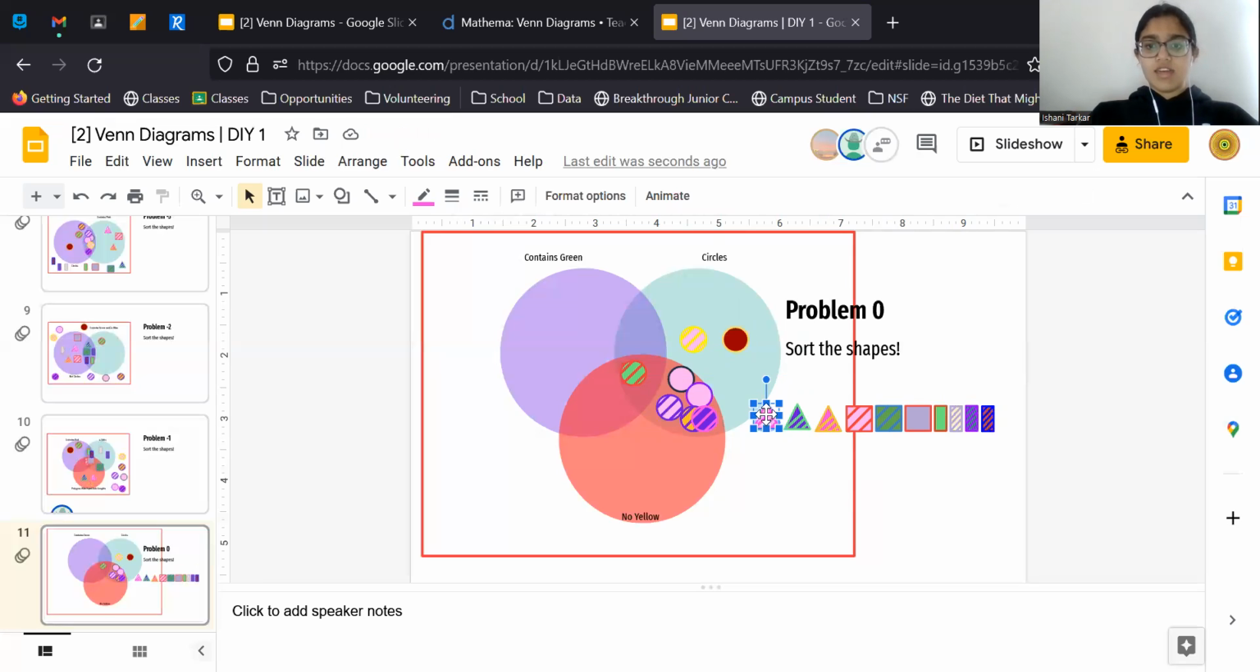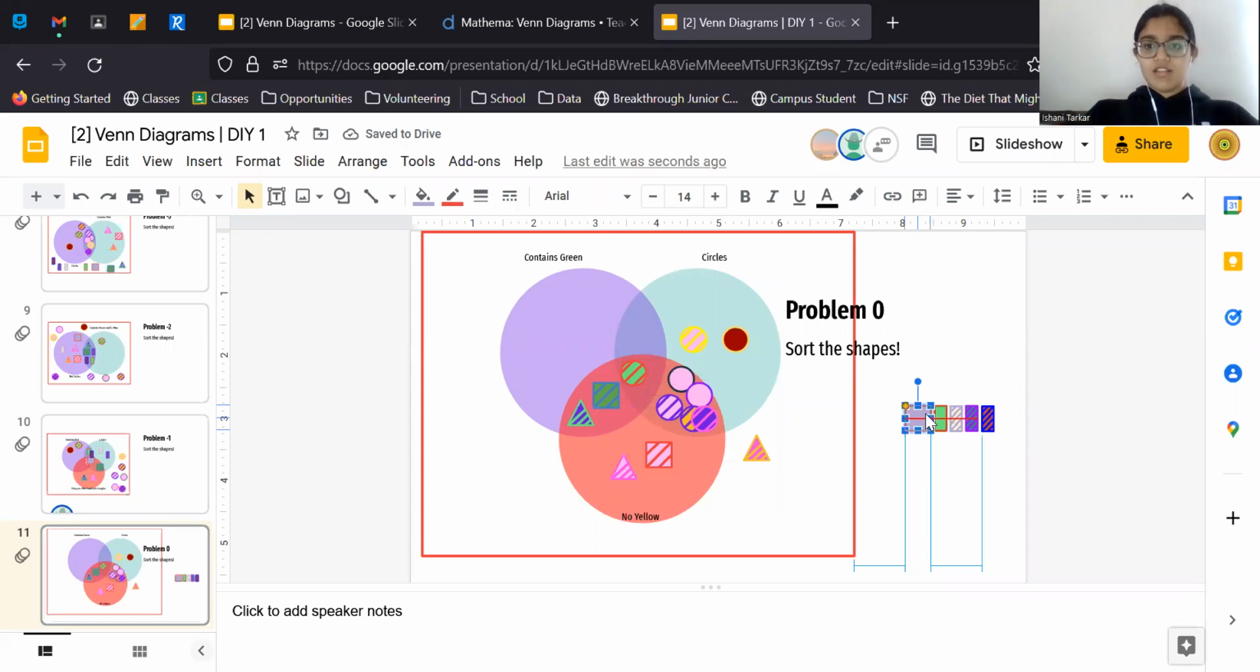And then this is not a circle. It does not contain green, but it has no yellow. So it goes here. This contains green, is not a circle, but has no yellow. So it goes here. This is not a circle. It contains yellow and does not contain green. So it goes here. This is not a circle. It doesn't contain yellow and does not contain green. This contains green, has no yellow, and is not a circle. This is not a circle, contains no yellow, and contains no green.